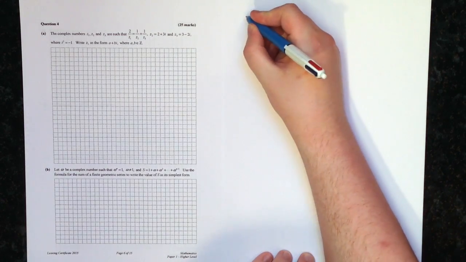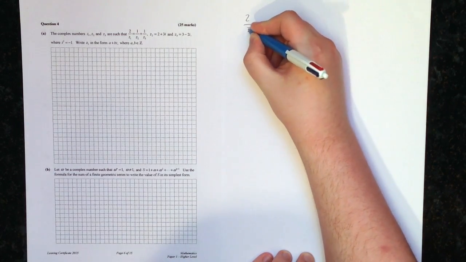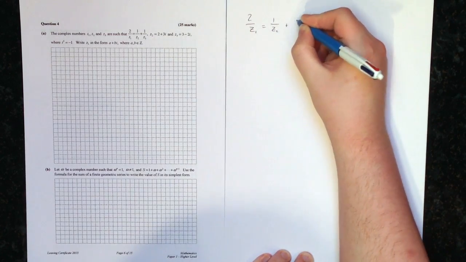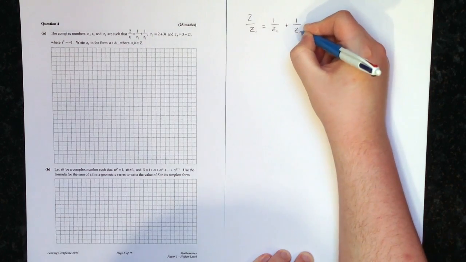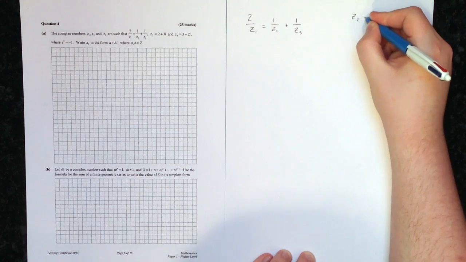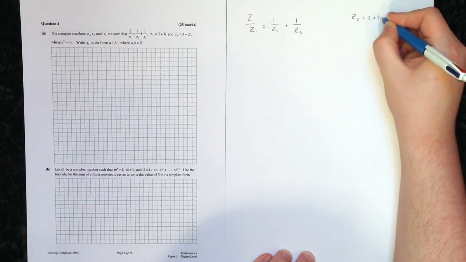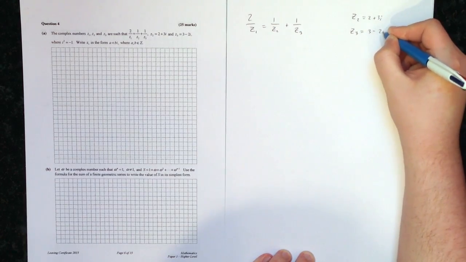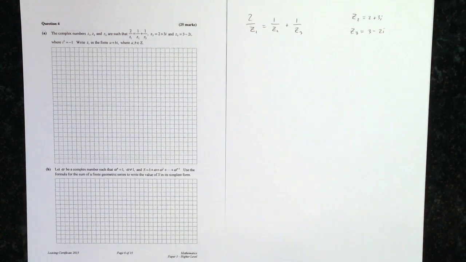Question 4. The complex numbers Z1, Z2, and Z3 are such that 2 over Z1 is equal to 1 over Z2 plus 1 over Z3. We're also given that Z2 is equal to 2 plus 3i, and Z3 is equal to 3 minus 2i. We're then told to write Z1 in the form a plus bi, where a and b are integers.